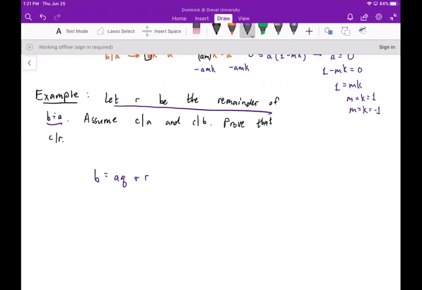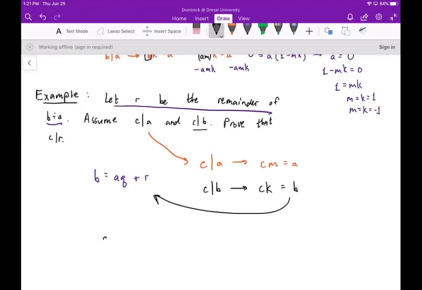Okay. Now let's look at if C divides A. Well, if C divides A, that means that CM is equal to A. And if C divides B, that means that CK is equal to B. Now, if we plug that stuff in here, I get CK for B is equal to A, which is CM times Q, plus R, right, which we don't know about yet.